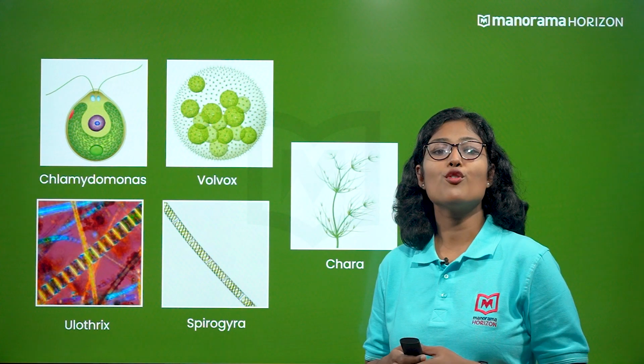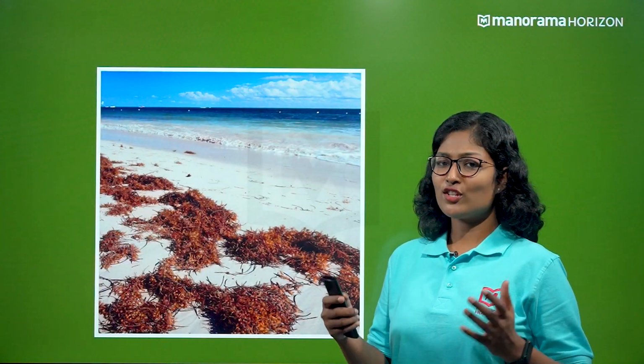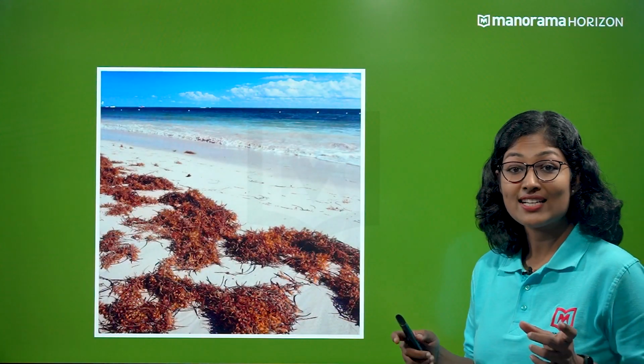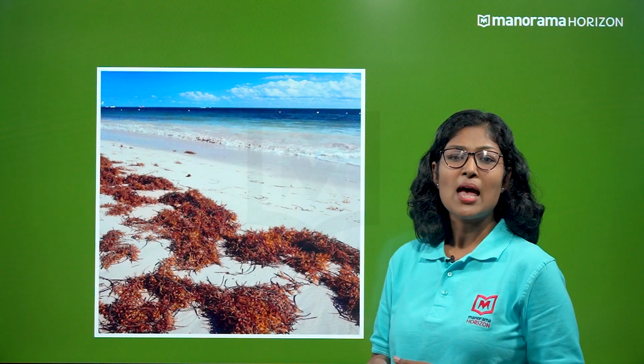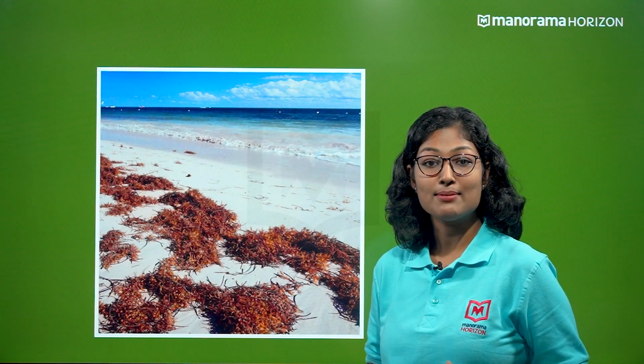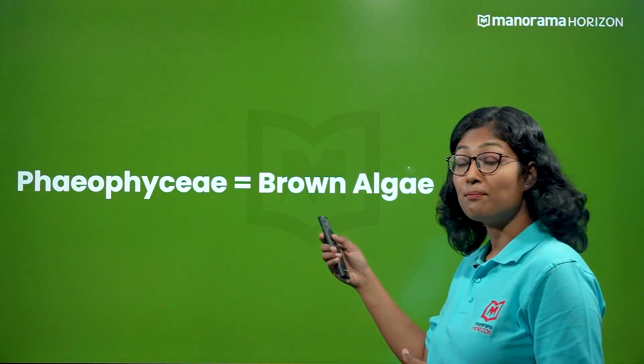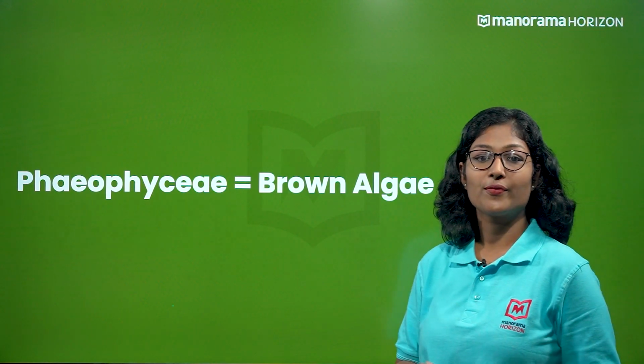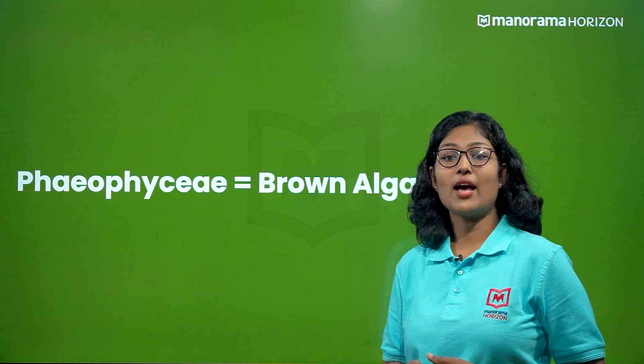Next, we come to Phaeophyceae. Have you seen brown-colored plant-like structures near the beaches? Members of Phaeophyceae are commonly seen in marine habitats and also brackish water, and they are termed brown algae. Different forms of brown algae can be seen, from simple structures to complex structures.